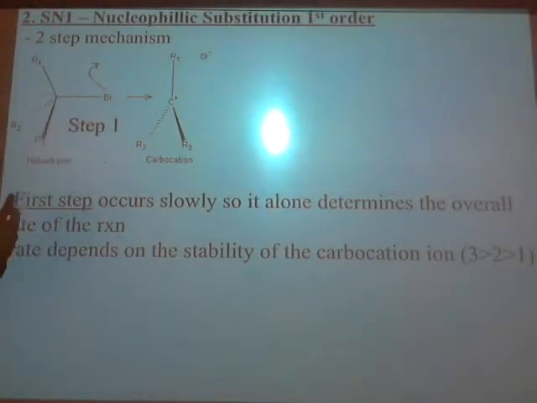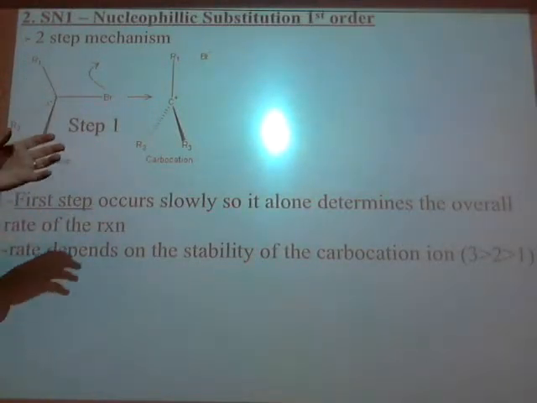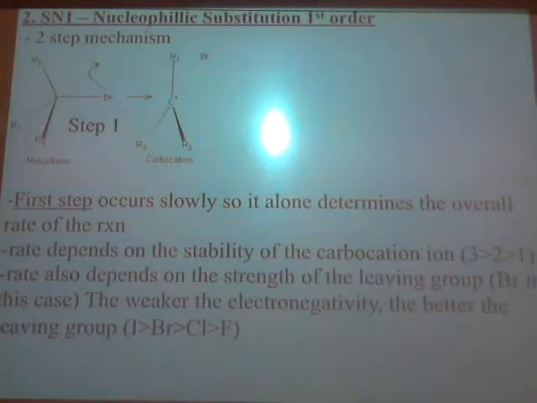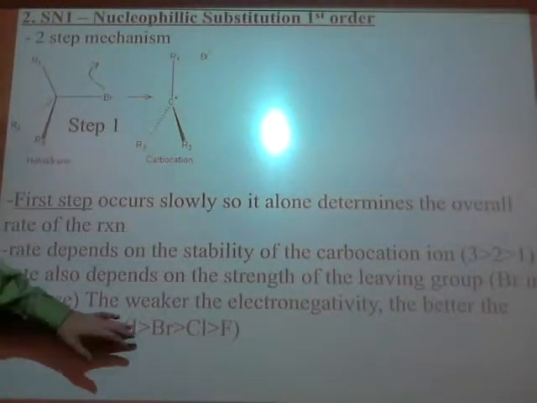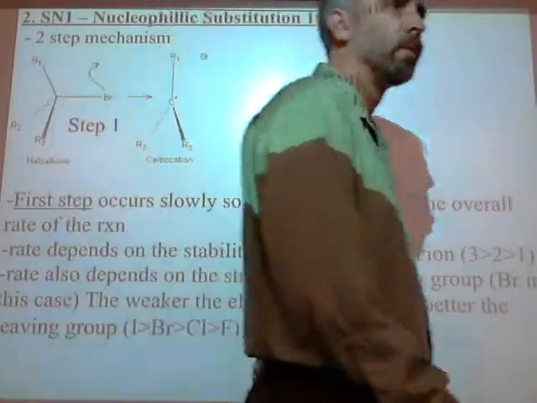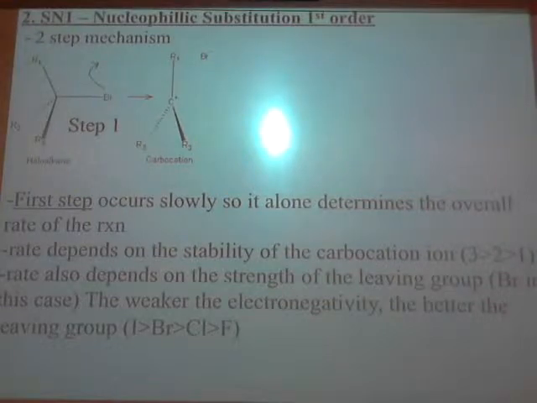What's going to happen next is obvious. The second step is going to be this guy getting attacked by the OH. That will happen very quickly, okay? The rate also depends on the strength of the leaving group, like I said a minute ago. Bromine is the leaving group in this case. The weaker the electronegativity, the weaker that bond, the better the leaving group. So you would expect iodine to be the best and fluorine to be the worst leaving group. They're called leaving groups. It sounds weird, but that's what they do. They leave.